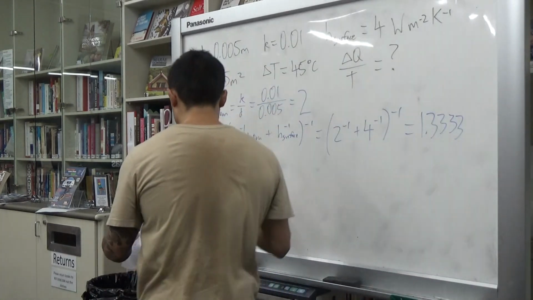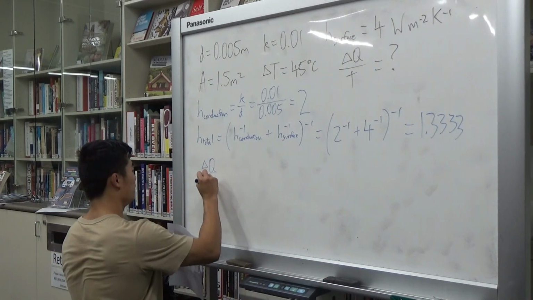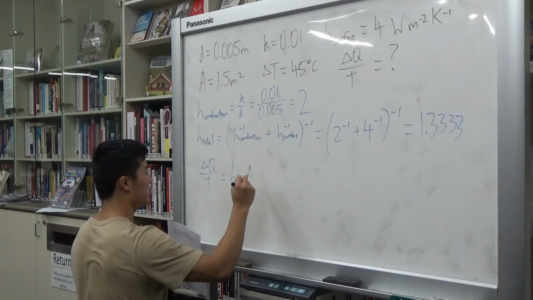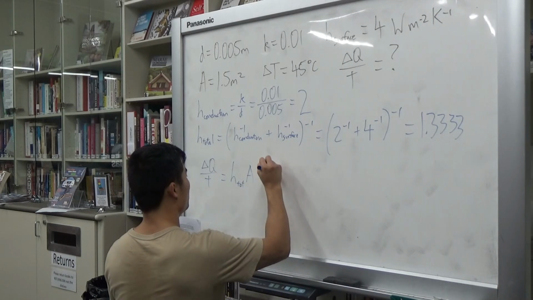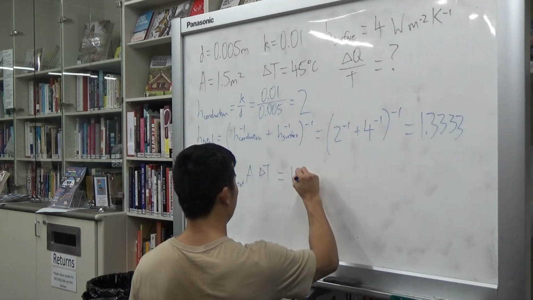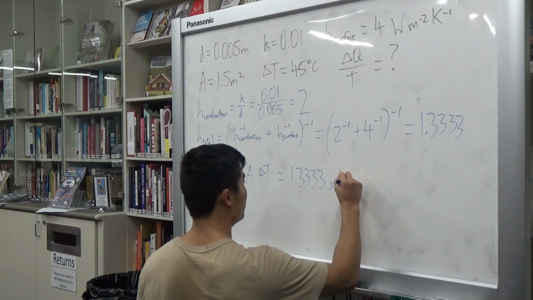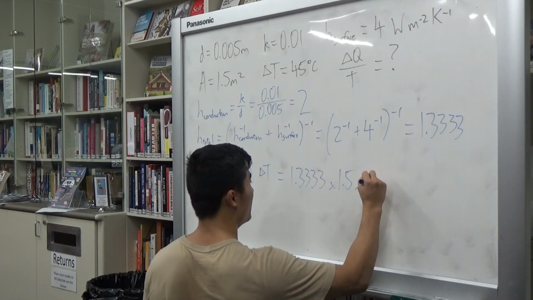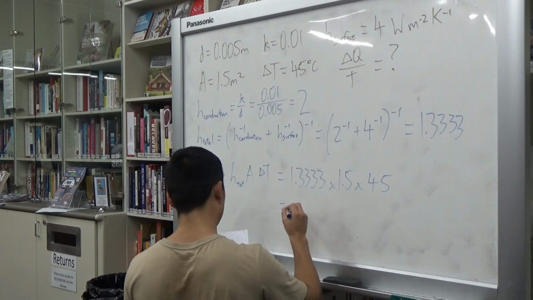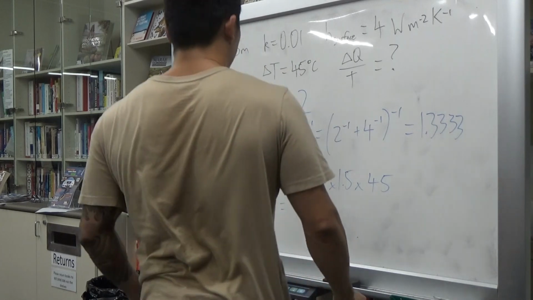And now we can plug that into our rate of heat transfer equation. So delta Q over T is equal to H total multiplied by the surface area multiplied by the difference in temperature. So that's 1.3333 times 1.5 times 45, which is going to be 90 watts.